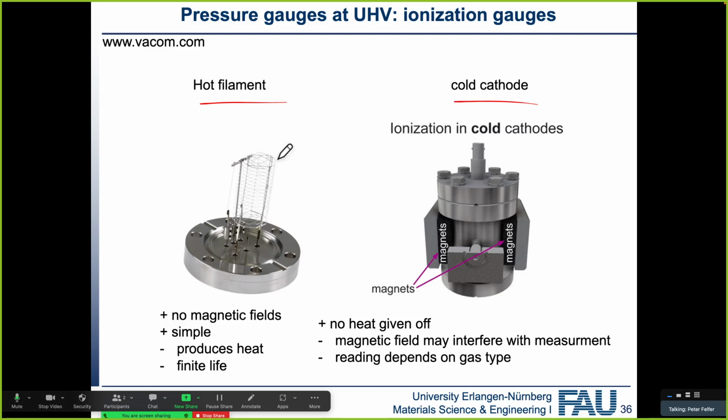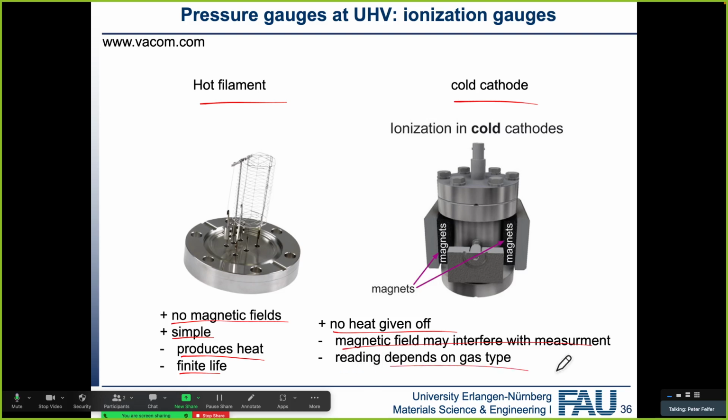And the hot filament gauges, the good thing about them is they're very simple. They have no magnetic fields, and I think at the next lecture I'll bring some of them. I have some old ones lying around. But the downside is they produce heat and they have a finite life. And typically we work at 20 Kelvin, so we try to avoid any heat sources. The good thing about cold cathode gauges is they give off no heat. But the magnetic field may interfere with your measurement if you have something where magnetism plays a role.